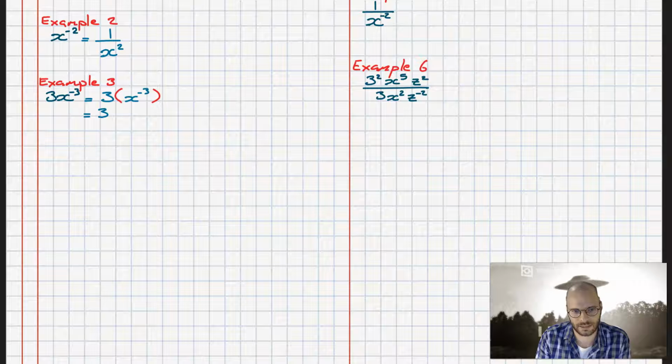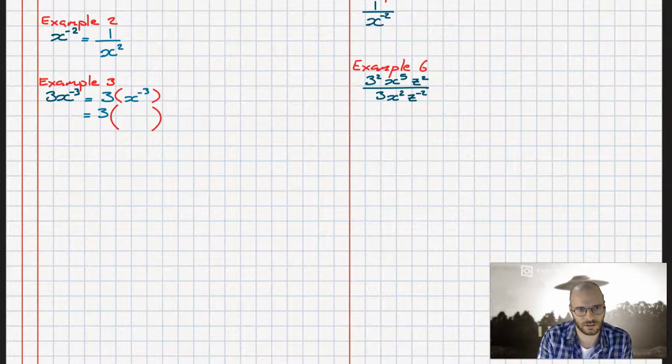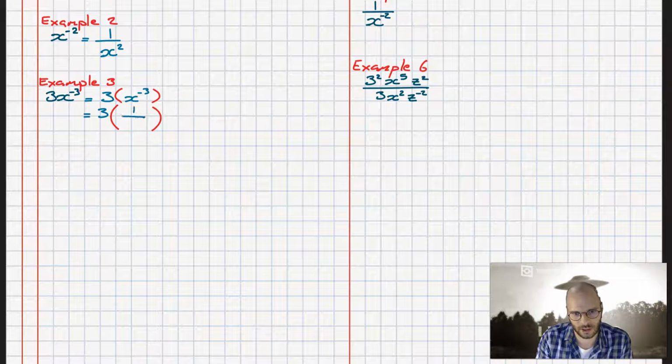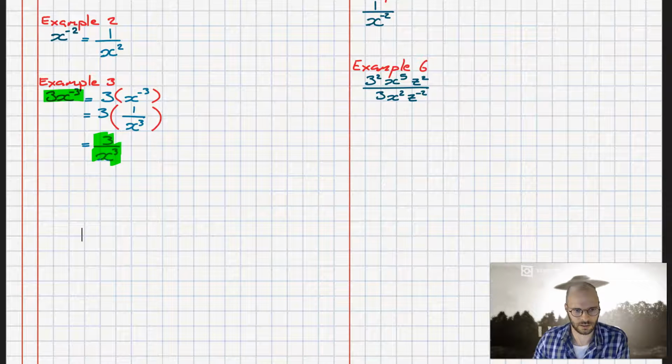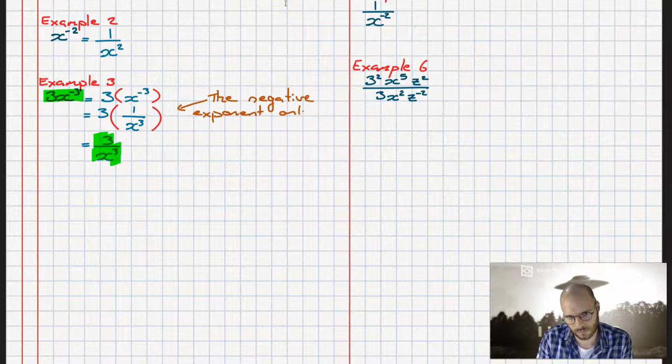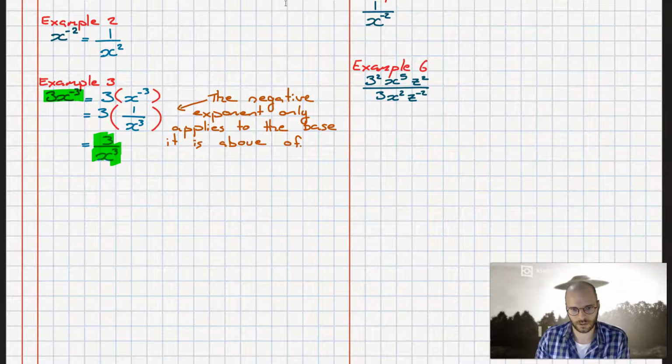So when we go ahead and do the transformation, we're going to get 3, and in the brackets, we're going to get 1 over x cubed. Now bringing this all together, the 3 is going to go upstairs, and then the x is going to go downstairs, like so. So what we've got is a way of rewriting this expression here as this expression here. So the negative exponent only applies to the base it is above.